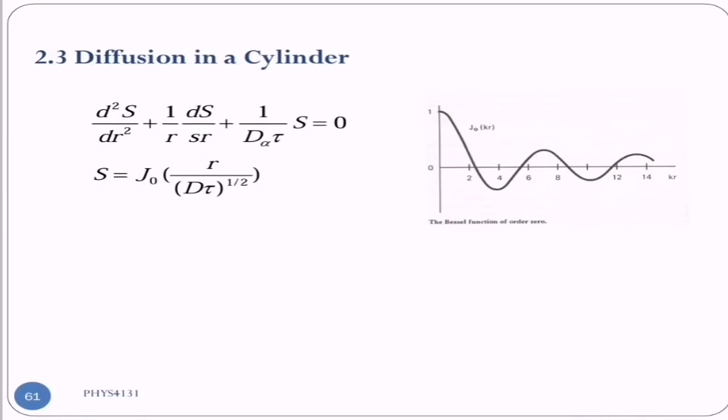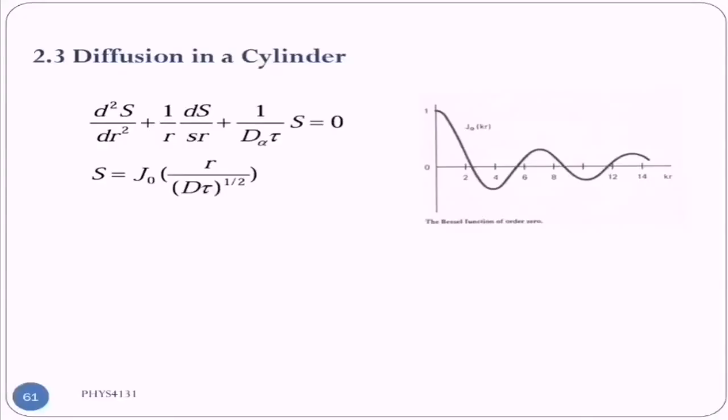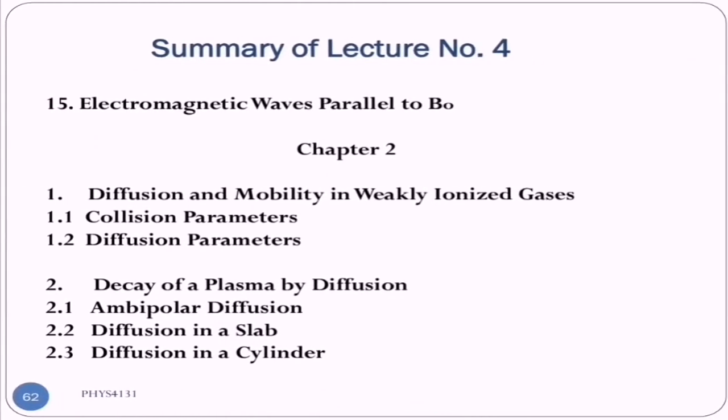We now summarize our fourth lecture. First we studied the electromagnetic waves parallel to B naught. We found the dispersion relation of such waves propagating parallel to B naught. That was our last topic of chapter 1.